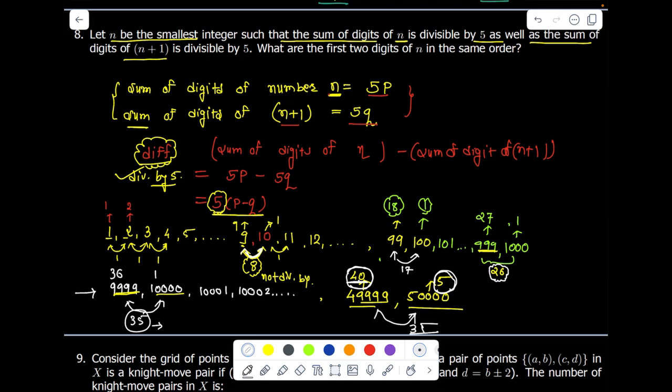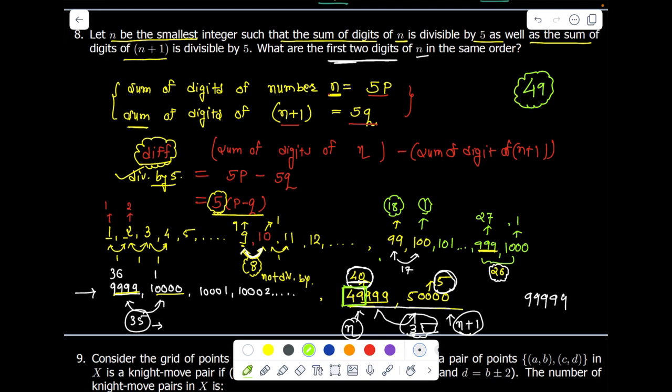And how did I come to this logic? Because for numbers above 9999 and less than 99,999, the change of digit happens only at the end, and these two numbers are between them. Before that, the difference will not change, it will always be the same. So these are two numbers, and what they are asking is, what are the first two digits of n? So this is my n and this is the next number, n plus 1. The first two digits of the number n are 49. So the answer is 49. That will be your final answer.